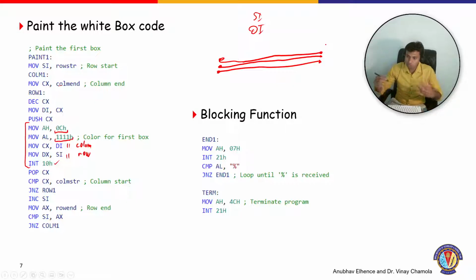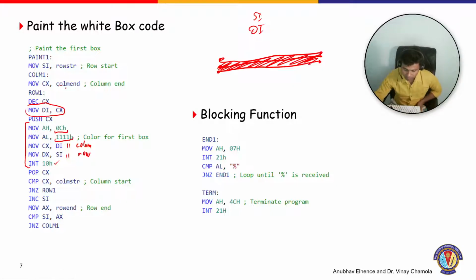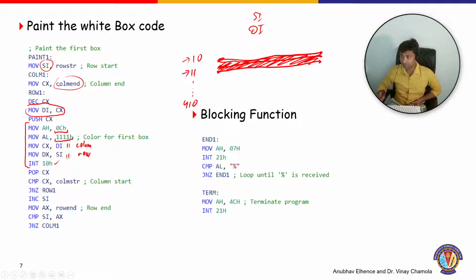Since the pixels are so close, it will all appear like a continuum. One thing I'm doing is moving into my DI the column ending address, CX. All right, and in my SI I have the row starting address. So if this is 10, it will begin with 10. Then once all the columns in this row are printed, it will move on to the next row, which will be 11, and this way it will continue all the way up to 410.